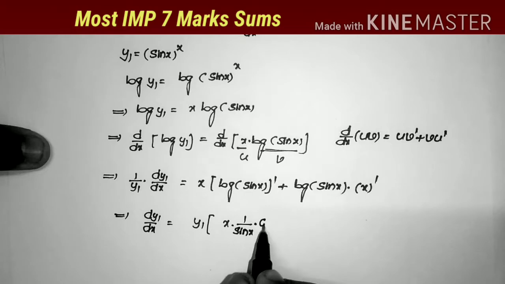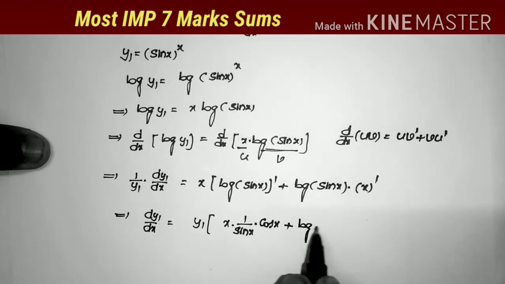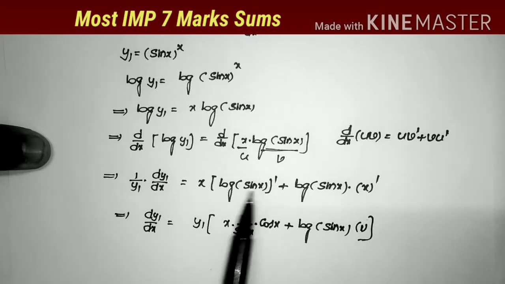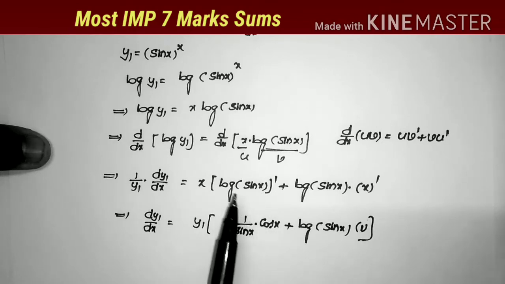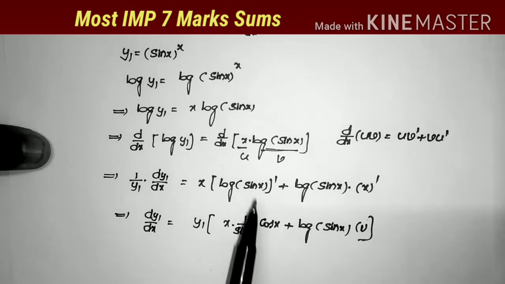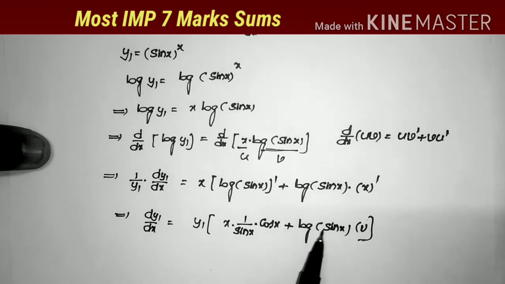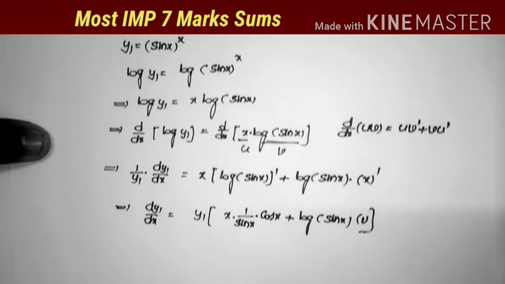Again sin x derivative. Sin x derivative is equal to cos x plus log of sin x into x dash, x derivative. x derivative is equal to 1. Log x form, log x derivative 1 by x, log sin x derivative 1 by sin x. But what is x here? x is equal to sin x. Again taking the sin x derivative, d by dx of sin x is equal to cos x plus log of sin x into x derivative, which is 1.